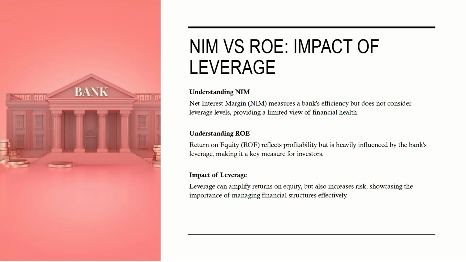NIM versus ROE. Impact of leverage. Understanding NIM. Net interest margin measures a bank's efficiency but does not consider leverage levels, providing a limited view of financial health. Understanding ROE. Return on equity reflects profitability but is heavily influenced by the bank's leverage, making it a key measure for investors. Impact of leverage. Leverage can amplify returns on equity, but also increases risk, showcasing the importance of managing financial structures effectively.